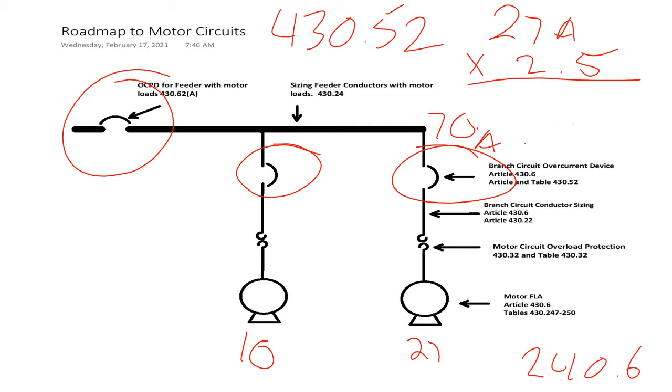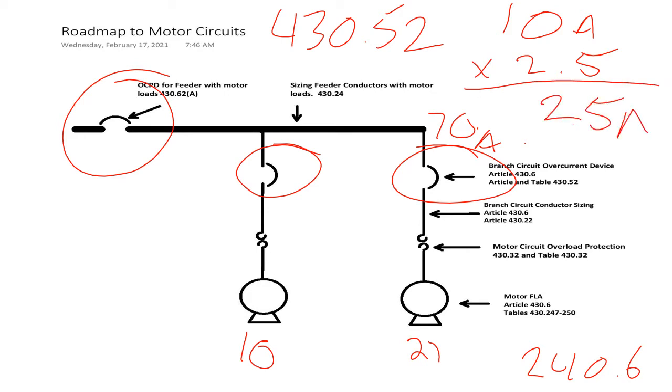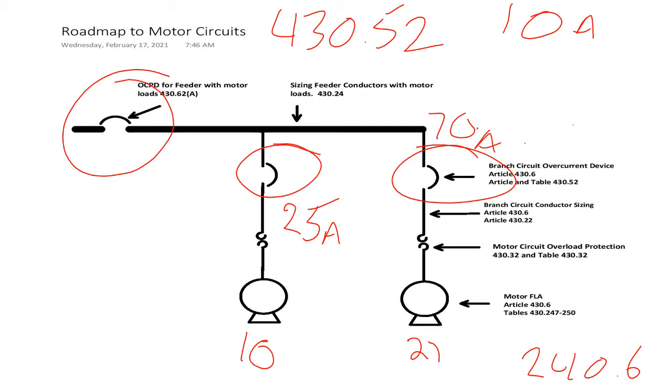Now, let's look at our next branch circuit, which is 10 amps. 10 amps times 2.5 equals 25 amps. 25 amps, I believe, is a standard size circuit breaker. So I can put that here as well. Now, which one's the largest? I only need to use the largest in my calculations. So my largest between 70 and 25 would obviously be 70. So I'm going to use 70 amps as my starting point.